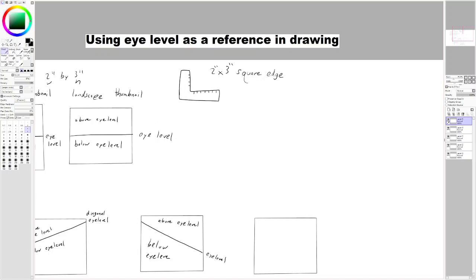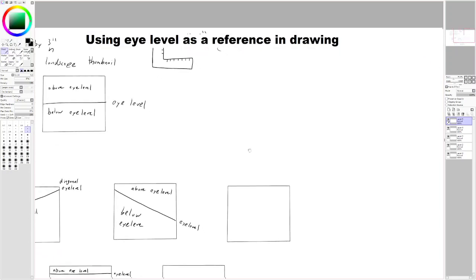But it's really cool they make square edges that small, because I have a massive square edge, and I can't use this. I mean, I can, but I need such a large surface area to even work with them.